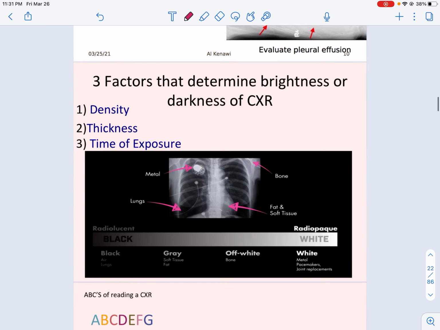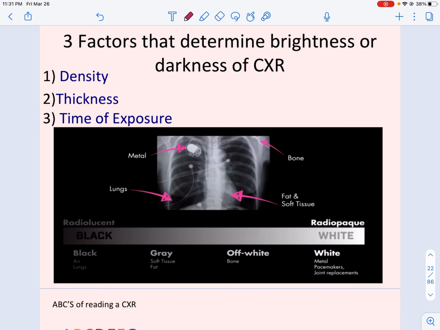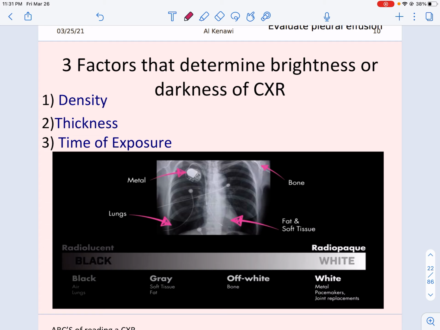Okay, so we just talked about the different views of the chest X-ray and compared between AP, PA and lateral, we just went over it quickly. What are the three factors that determine if the chest X-ray is going to be bright or dark? First density, thickness, and time of exposure. What does this mean? First, density.